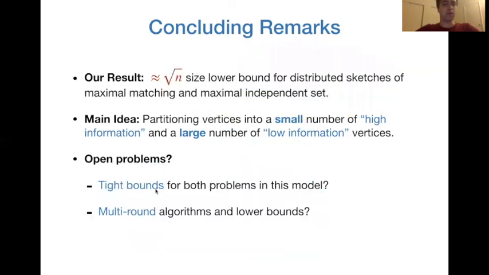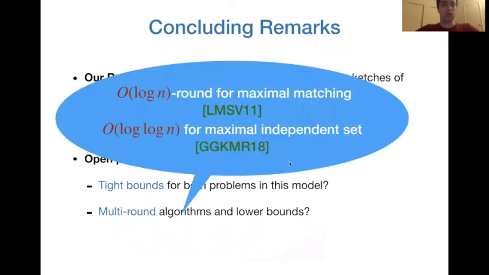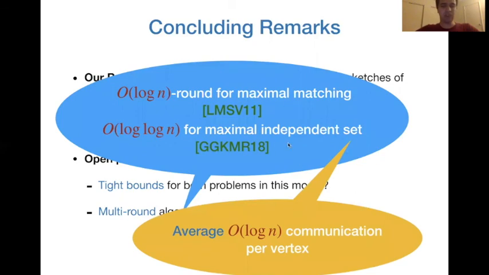Another very interesting problem here is to try to prove better multi-round algorithms or lower bounds for this problem. Here, multi-round means that in each round, the players send a message to the referee. The referee is going to reveal the messages of everyone, and then you continue. In such a model, we know an order log n round algorithm for matching and log n for MIS. I should mention that the second algorithm works only on average log n communication per vertex in each round. So this is not worst case, but average.